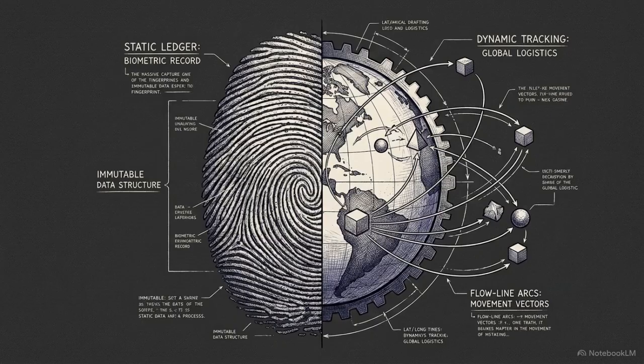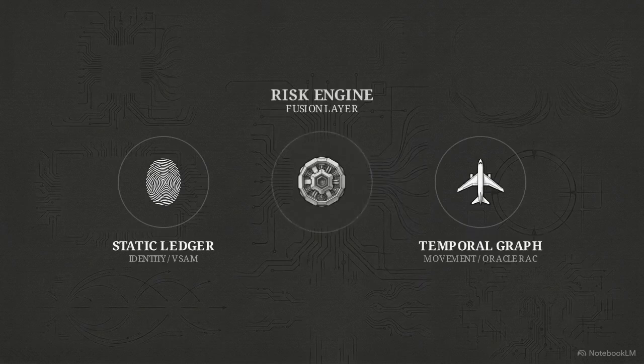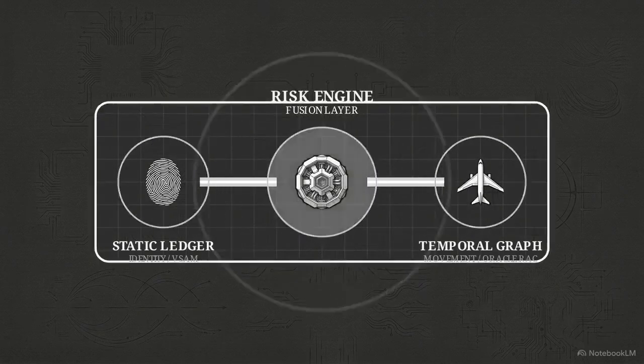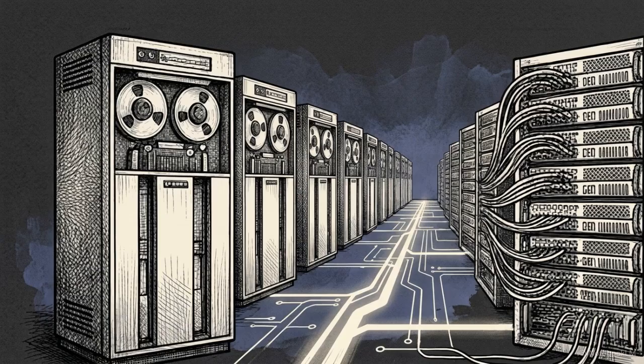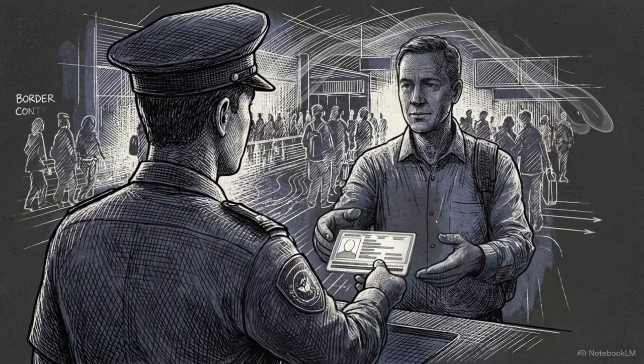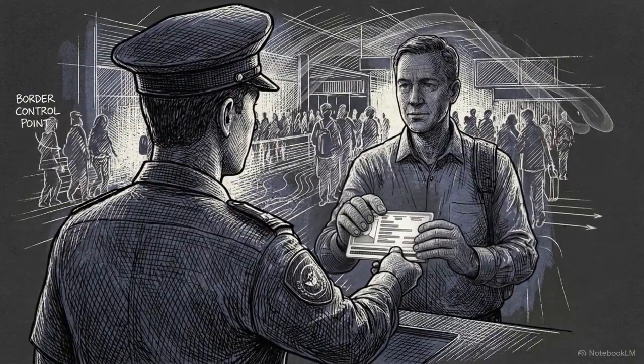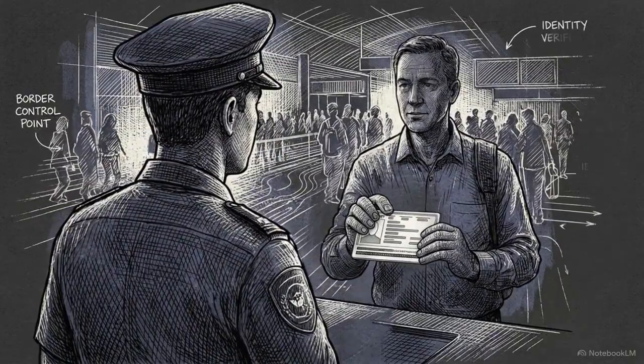The division of labor is strict. The mainframe handles identity, and the Oracle cluster handles movement. The risk engine acts as the structural bridge, fusing the static ledger with the temporal travel graph. By forcing decades-old heavy iron to collaborate seamlessly with horizontal big data clusters, the U.S. has built a unified border brain, processing a traveler's entire history in under a single second.